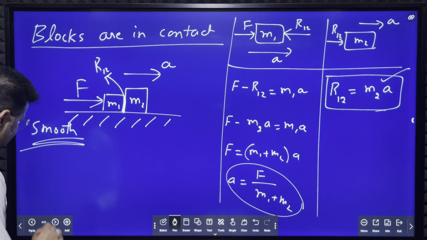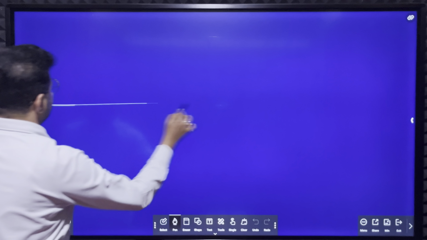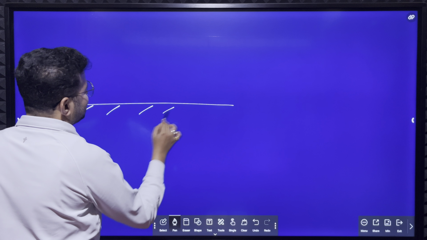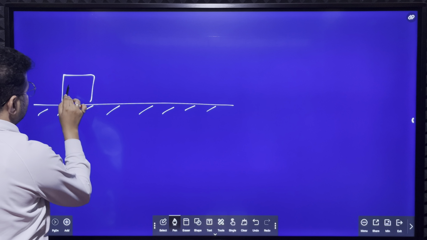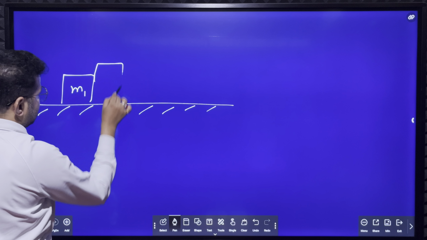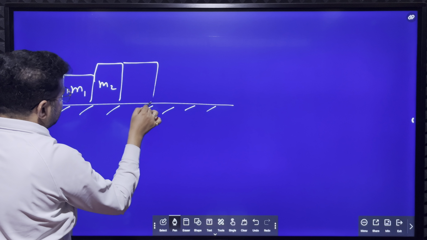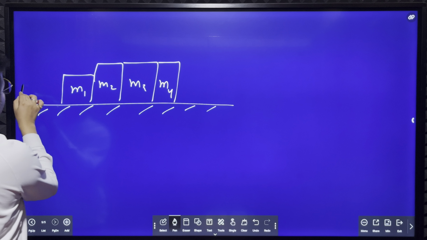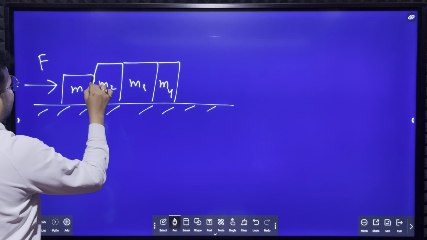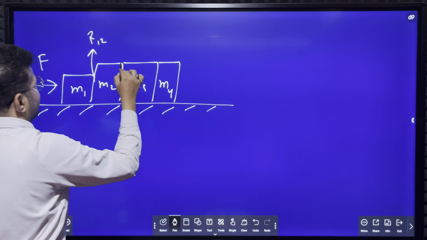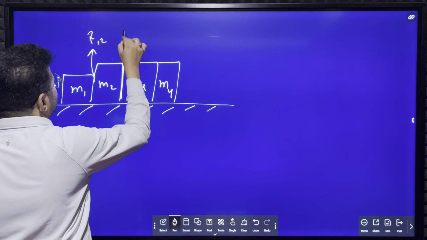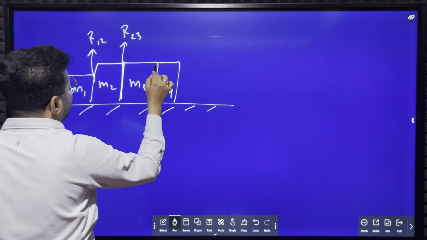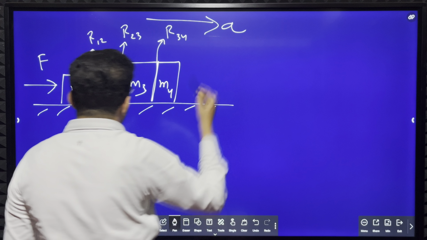Now how do we generalize this? Now you will be able to answer my questions very easily. Say there is a mass m1, a mass m2, a mass m3, and a mass m4. Now a force is being applied in this direction. Here there is a reaction force R12, here a reaction force R23, and here a reaction force R34. And the system is being accelerated with an acceleration a.